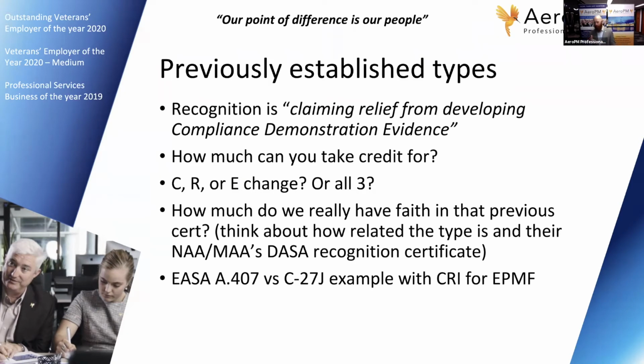So an example I just wanted to bring up here on the C27J. It's one of the things that can bring us unstuck with using similar previously established types. There is a civilian type that is similar to the military C27J. I say similar because there is a, how can I put this delicately?